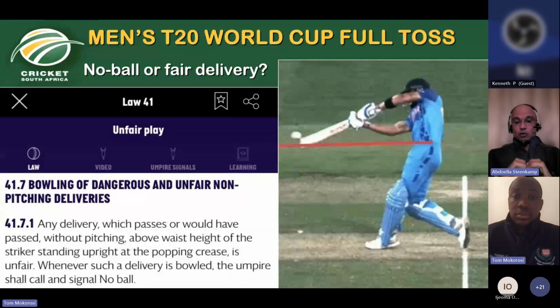It is a difficult call, especially if the batter moves, or if the batter in this instance hit the ball 1.5 meters in front of the popping crease. But it's a judgment call that you need to make, and if you don't have the luxury of television, you need to make that judgment call. Make that split-second call and call it. Whether you think it's above waist height, the striker standing upright at the popping crease, you call no ball. If you think it's not above waist height, you say fair delivery because the ball is not above waist height.